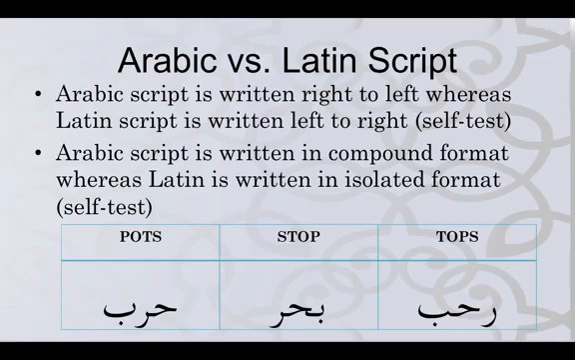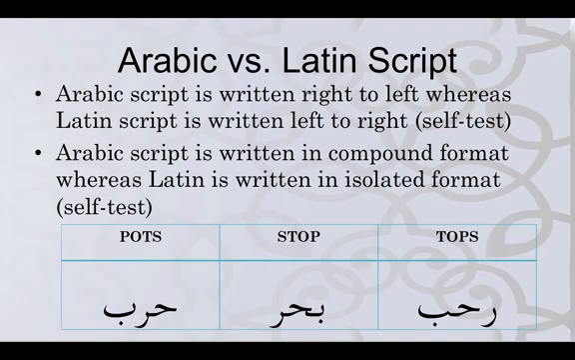Okay, instructionals for today. Let's start with, what is the difference between the Arabic script and the Latin script? The Arabic script is written right to left, whereas the Latin script is written left to right. And I'm going to put this on the self-test. Notice that all the instructionals that I've done so far are written in English, in Latin script, left to right. However, Arabic is not written like that. Arabic is written right to left.